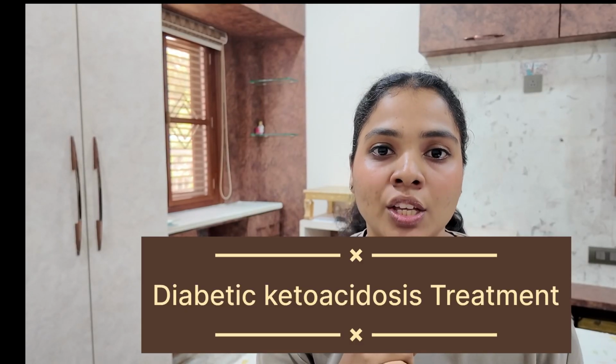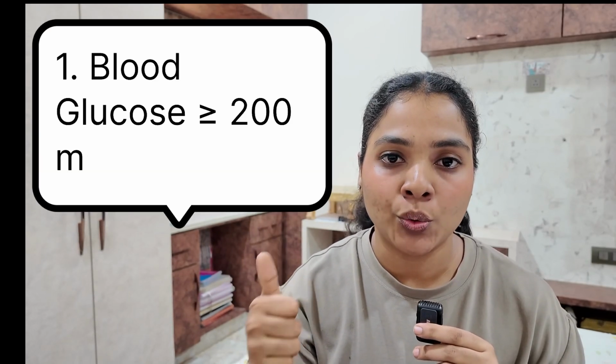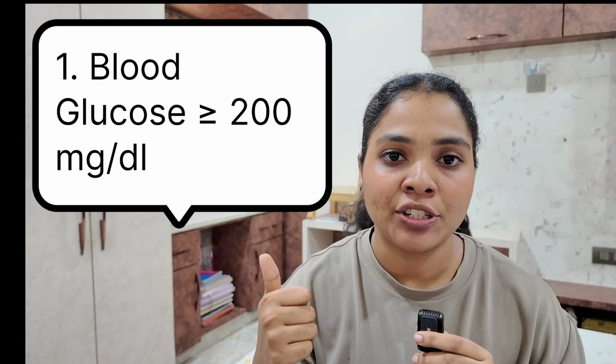In this video, let's discuss the treatment of diabetic ketoacidosis. So for diagnosing DKA, we need three criteria. One, a patient's blood glucose level should be more than or equal to 200. It is because of the insulin deficiency.